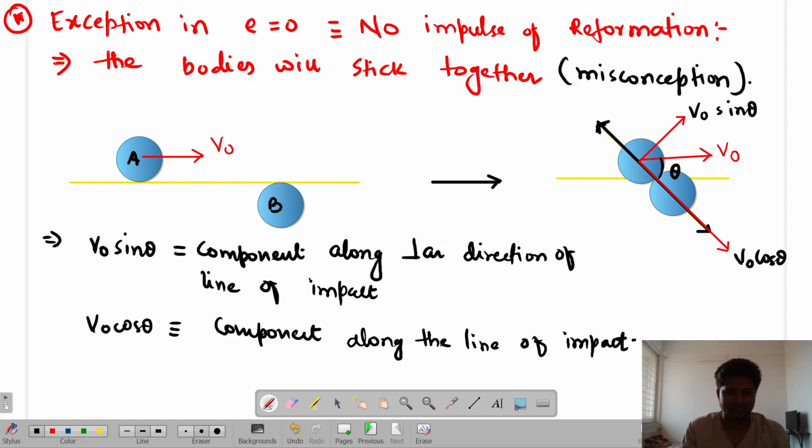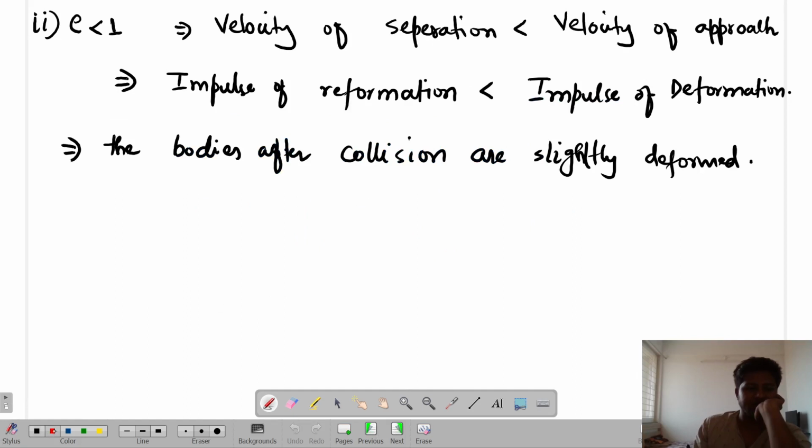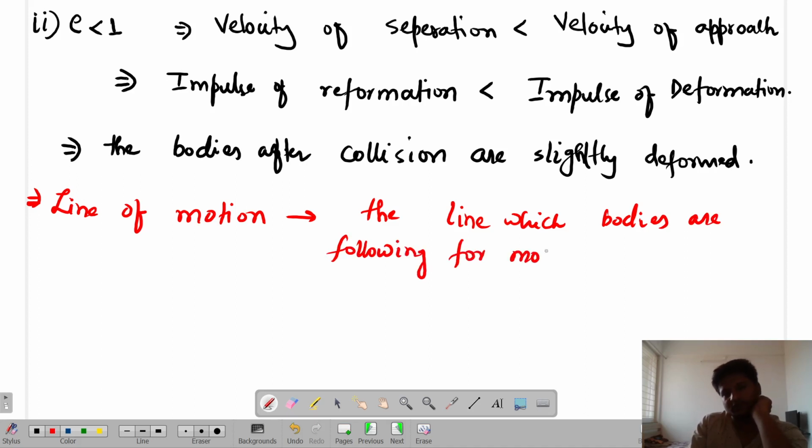So in collision we define two kinds of line. One we call line of impact and another one we call line of motion. Line of motion means the line which the bodies are following for motion. Second point is what is line of impact.